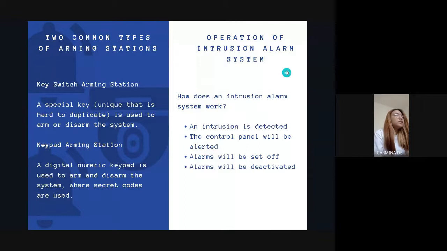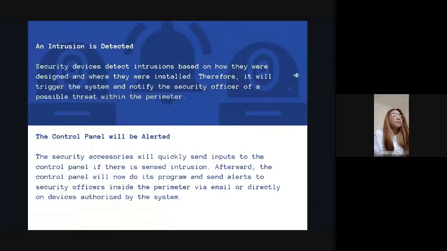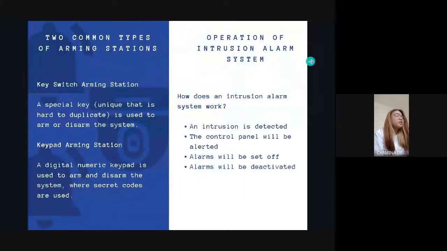So moving on. How does an intrusion alarm system really work? There are four steps. The first is an intrusion is detected. Second, the control panel will be alerted. Third, the alarms will be set off. And finally, the alarms will be deactivated.